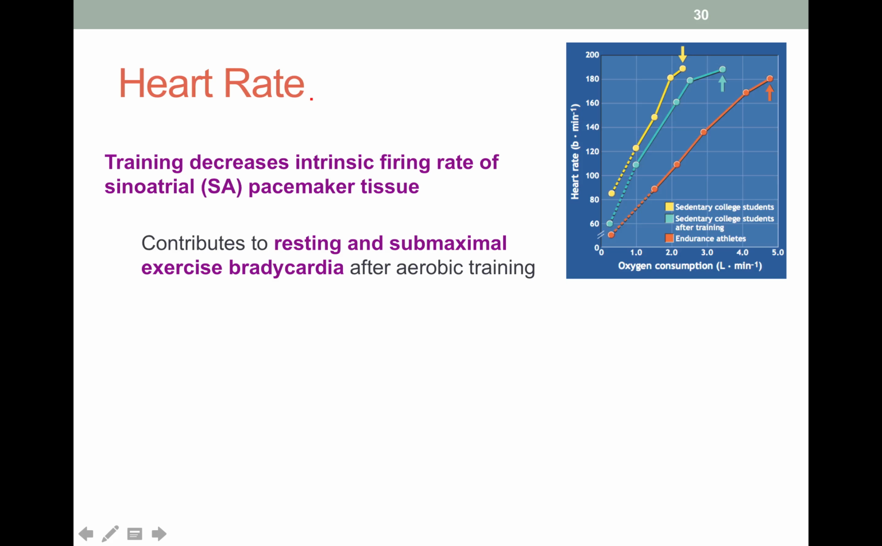Okay, so what we see here: sedentary college students in the yellow, sedentary college students in the green-blue after training, and then endurance trained athletes, who are even more trained than our sedentary college students who underwent a training program. So we see a decrease in resting heart rate. We see a larger decrease in submaximal heart rate amongst these groups that allow them to perform at different maximal exercise intensities in the end.